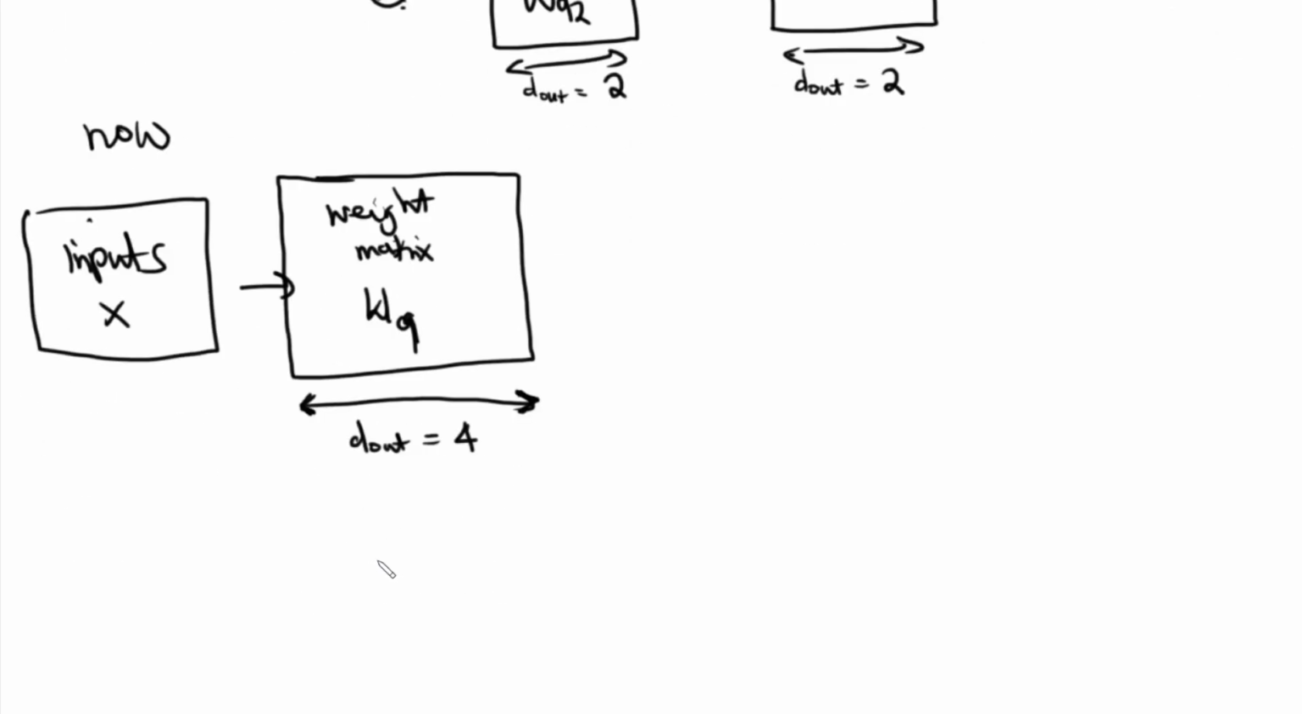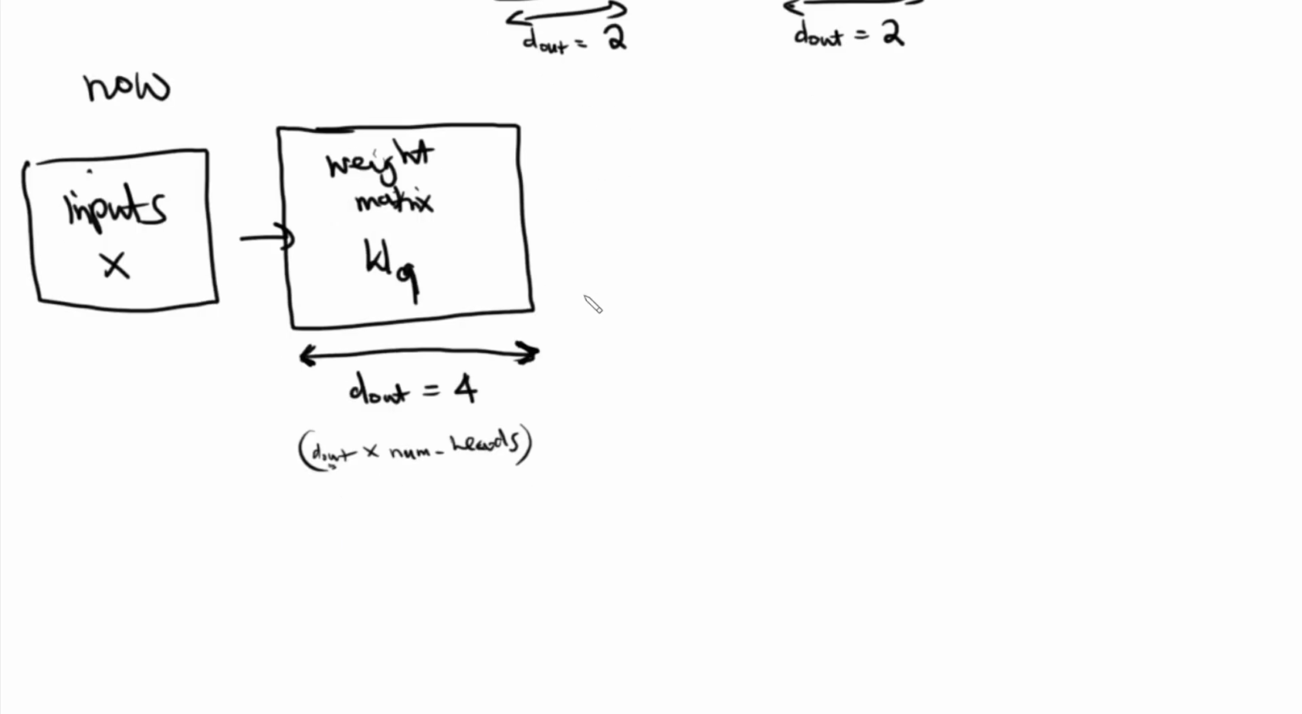How do we get this 4? We get this 4 from the original d_out multiplied by the number of heads. So how many heads are we dealing with? 2. And what was our d_out for the individual weight matrices? It was 2. So 2 times 2 equals 4. So we have this big matrix with 4 as the d_out.